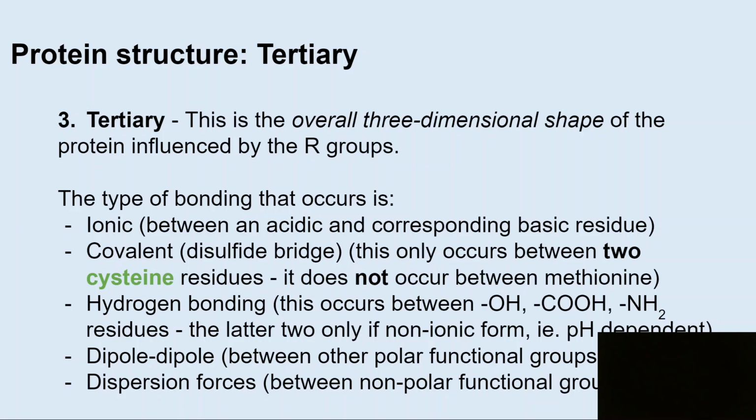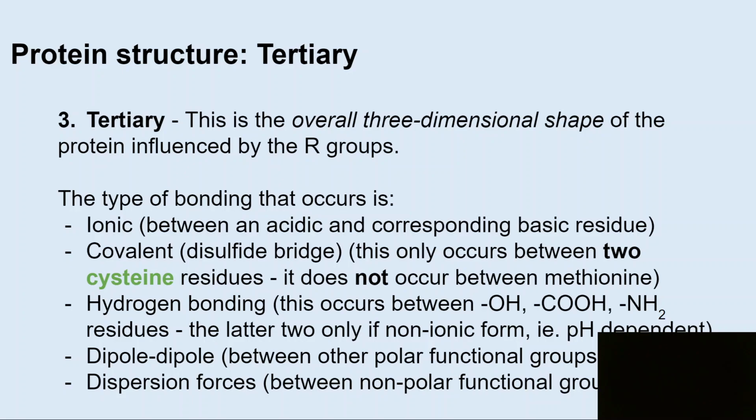You can get ionic bonding, because when we look back at the zwitterion, we know that whether that amino or carboxyl functional group in the R group is charged is influenced by pH. So at high pH, that NH2 becomes an NH3, so it becomes a positive charge. Therefore, we can create ionic bonding.